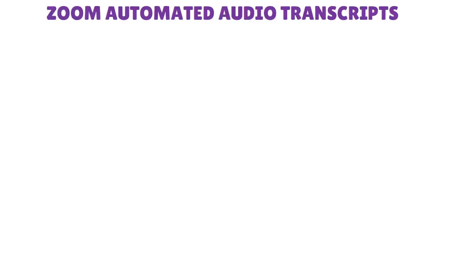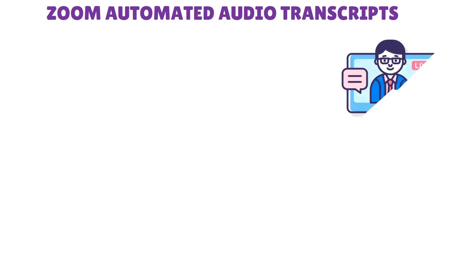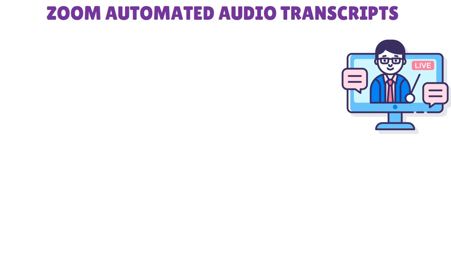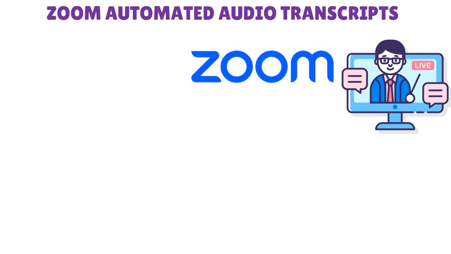You have Zoom automated audio transcripts. Zoom lets you automate generating audio transcripts during meetings, webinars, or podcasts. If you want to generate that, just go to the Zoom web portal and look at settings in the navigation panel. Select advanced cloud recording settings, and the Zoom automated audio transcript will be started. That's option number one.